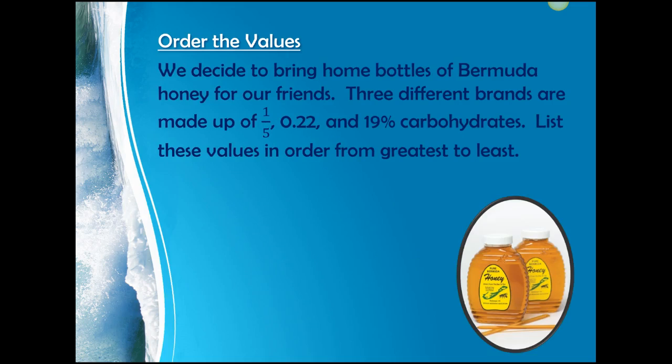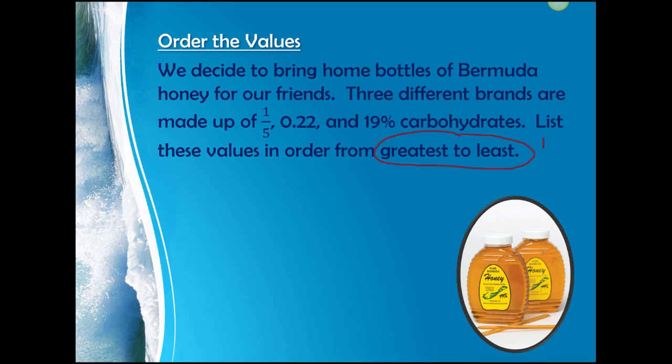Bear and Eratosthenes decided to bring home bottles of Bermuda honey for our friends. We all know that bears just love honey. 3 different brands are made up of 1/5, 22 hundredths, and 19% carbohydrates. List these values in order from greatest to least. This is where it's really important to read the directions. We want the greatest value first and the smallest value last.